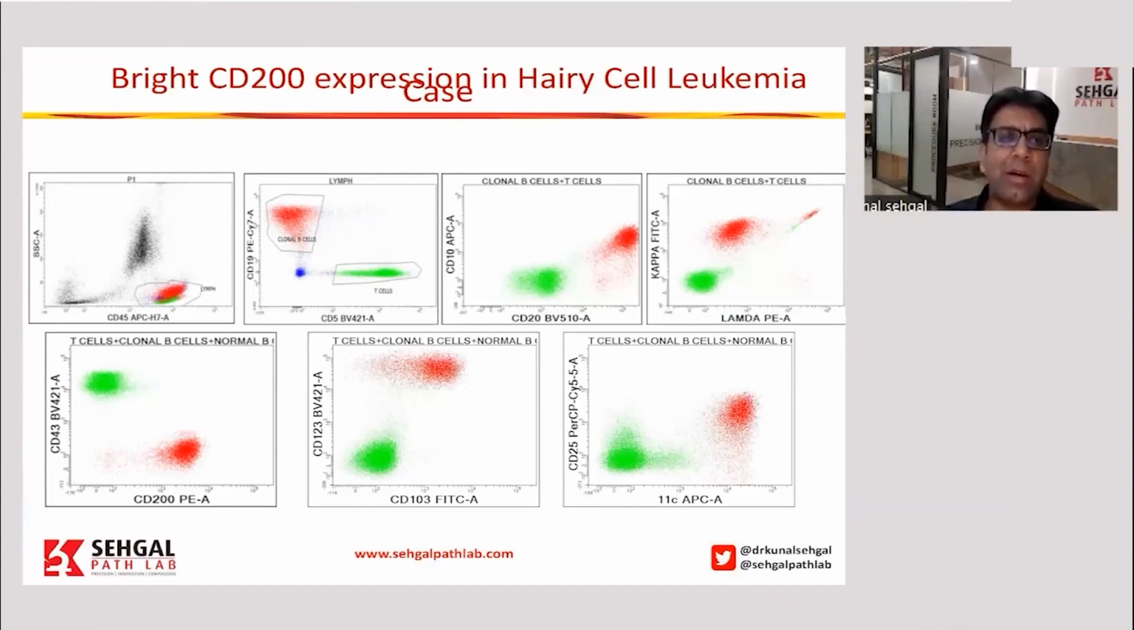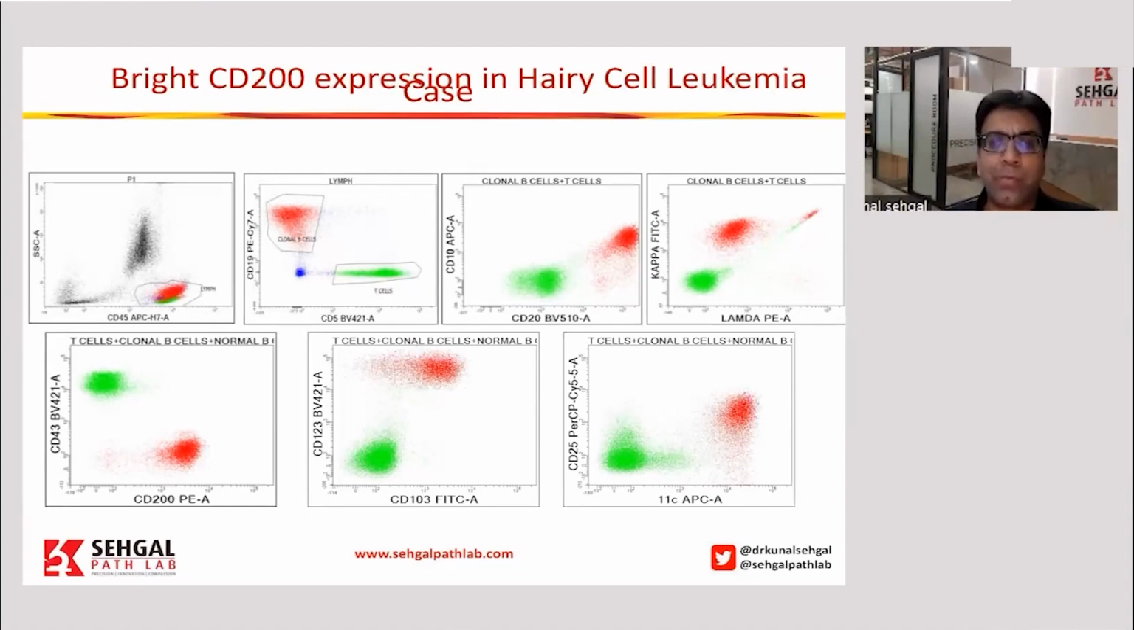Now, in the beginning, I had said a case other than CLL that expresses bright CD200 is hairy cell leukemia. But I also showed you CD10 positivity is a feature of follicular center cell. But beware, a small subset of hairy cell leukemias also express a dim variable CD10. So one just cannot define a B cell lymphoma, okay, CD10 means follicular center. We need to do a complete set of markers, which was done in this case.